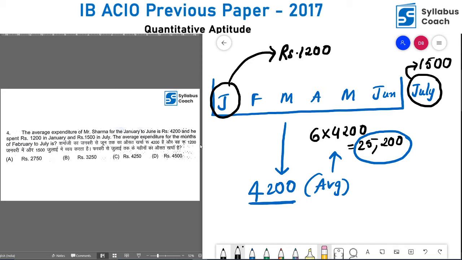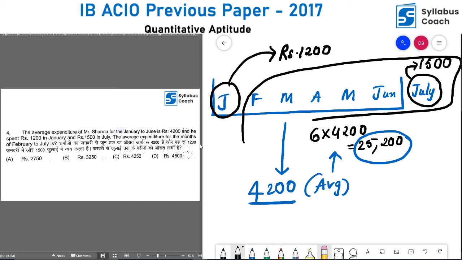So now what is he asking? He's asking us to find out the average from February to July. How can I find it out? It's very simple. We have the total from January to June, which is 25,200. But now I want the expenditure from February to June. How would I get it? It is very simple. I have 25,200 with me, which is from January to June.